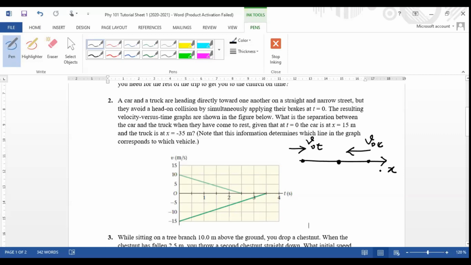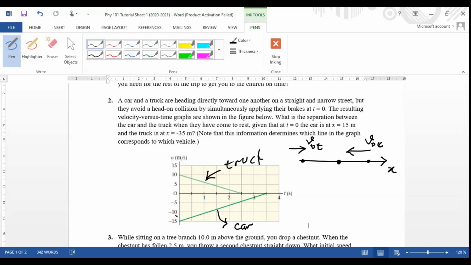So from the graph here, you see that the initial velocity of the car should be negative. Since this is the graph that has got an initial, you see when the time is 0, the initial velocity is negative. So this should actually correspond to the car. Why? Because the car has got a negative velocity initially. And this should correspond to the truck. Why? Because the truck has got a positive velocity initially.